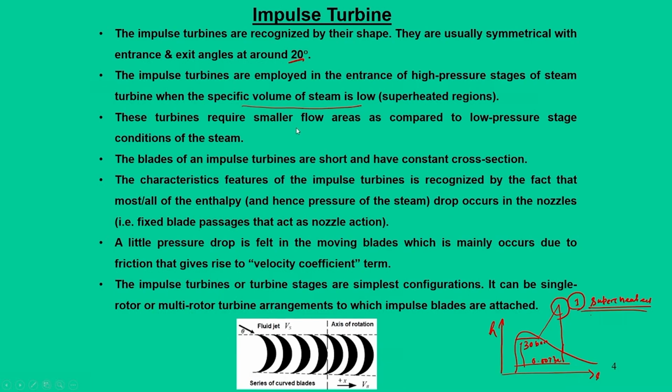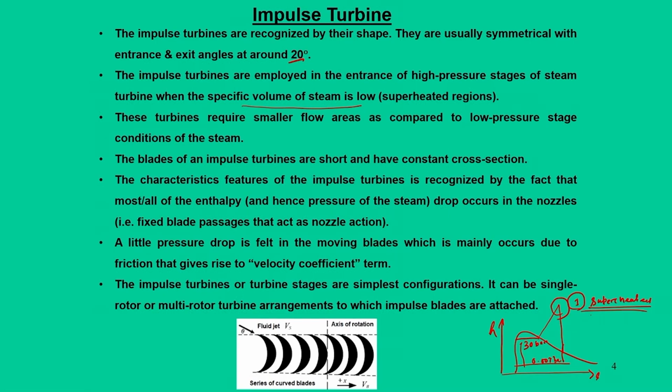Another advantage of this is that these turbines require smaller floor areas as compared to low pressure steam condition. The blades of an impulse turbine are short, and they have constant cross sections. The characteristic feature of the impulse turbine is recognized by the fact that most or all of the enthalpy drop, and hence the pressure drop of the steam, occurs in the nozzles, that is the fixed blade passage that performs the nozzle action. So, I will try to emphasize this point in the subsequent slides.